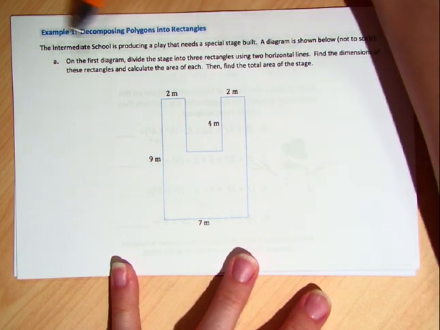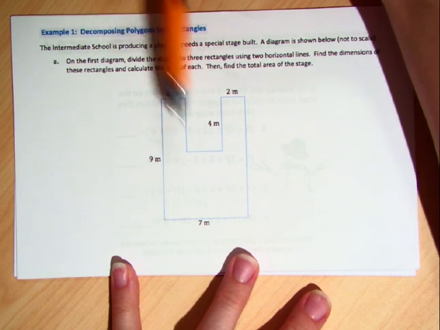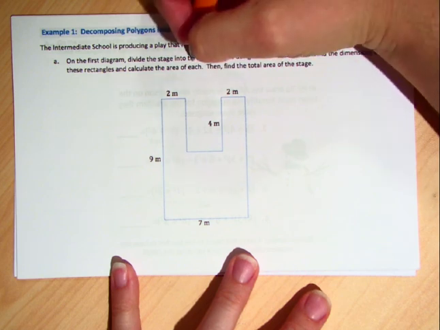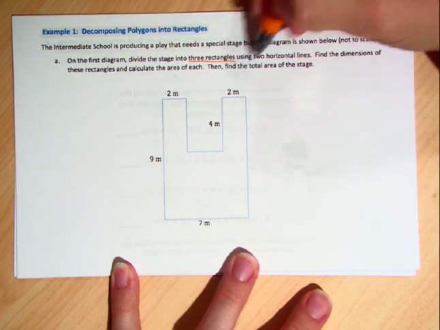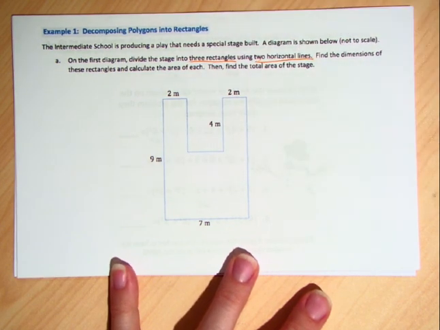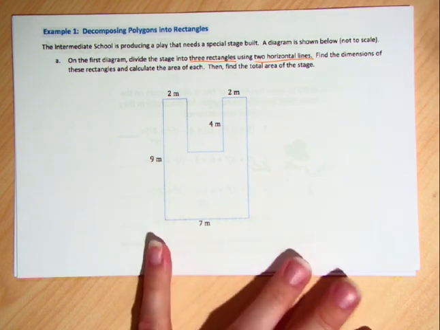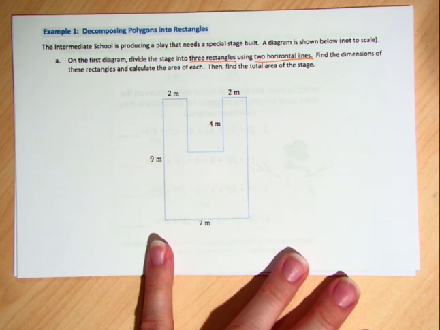Here's what we should do. On the first diagram, divide the stage into 3 rectangles using 2 horizontal lines. Find the dimensions of these rectangles and calculate the area of each. Then find the total area of the stage. So we need to use 2 horizontal lines to make 3 rectangles.